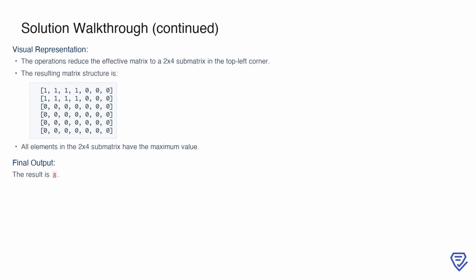The resulting matrix structure reflects this overlap, with the top left 2 by 4 submatrix highlighted. The final output of 8 represents the total area of the region where all elements have been maximized. This concludes the solution, demonstrating how the operations iteratively shrink the effective region to calculate the result.